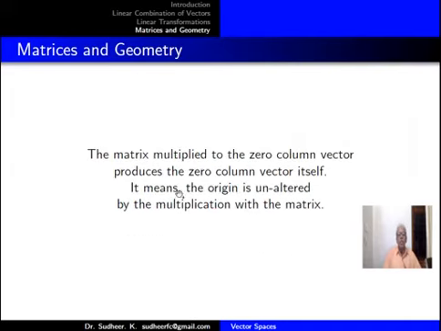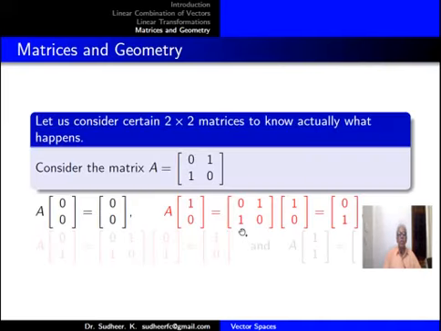The matrix multiplied to the zero column vector produces the zero column vector itself. It means that the linear transformation won't alter the origin. That means the origin is unaltered by multiplication with the matrix corresponding to the linear transformation.